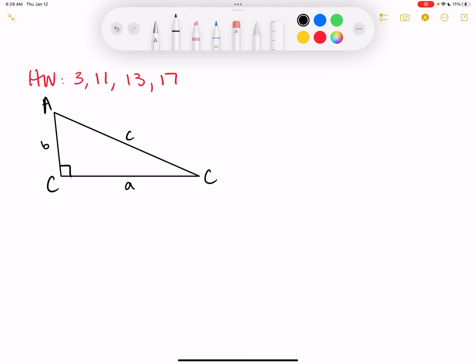I wrote down the homework. I was like, oh my goodness, she's already picked it out. And that's yesterday's homework.